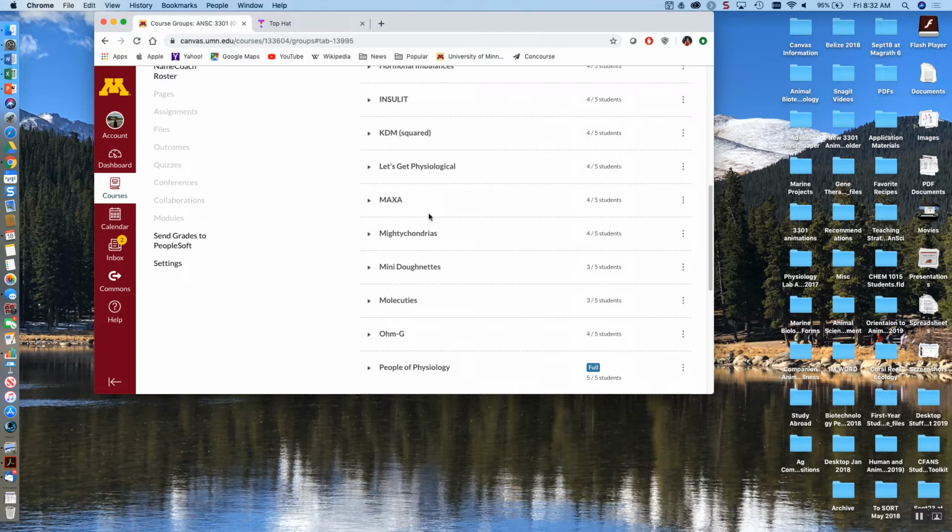So go ahead and work with your groups for about 5-10 minutes, make a game plan, and if you have any questions, come on out.